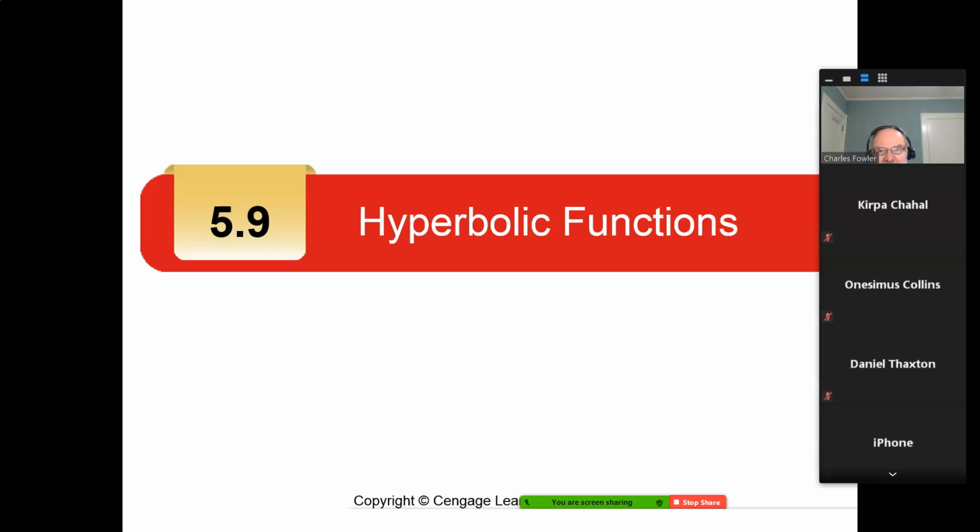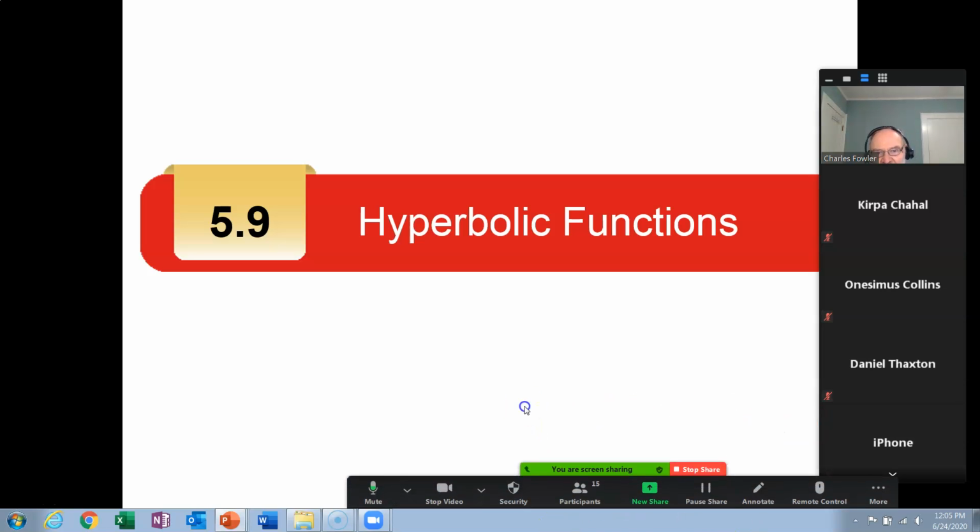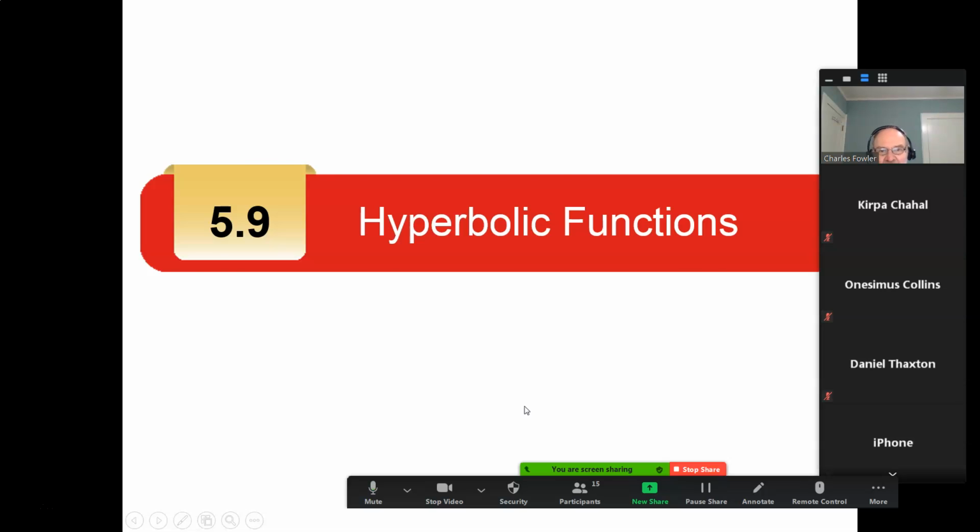So let's move on to hyperbolic functions. Again, you're not responsible for this on the test, but if your field of study uses these extensively, at least you'll be exposed to them. Okay, here we go. Well, here we don't go. For some reason, I have to click on the screen before it's going to advance.